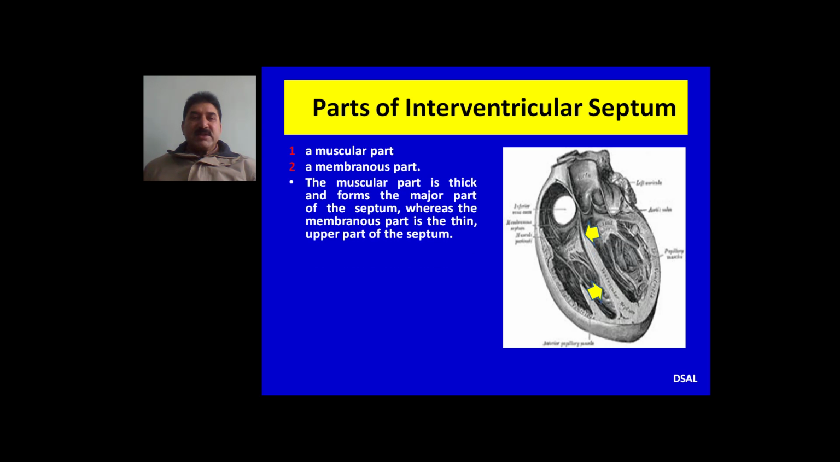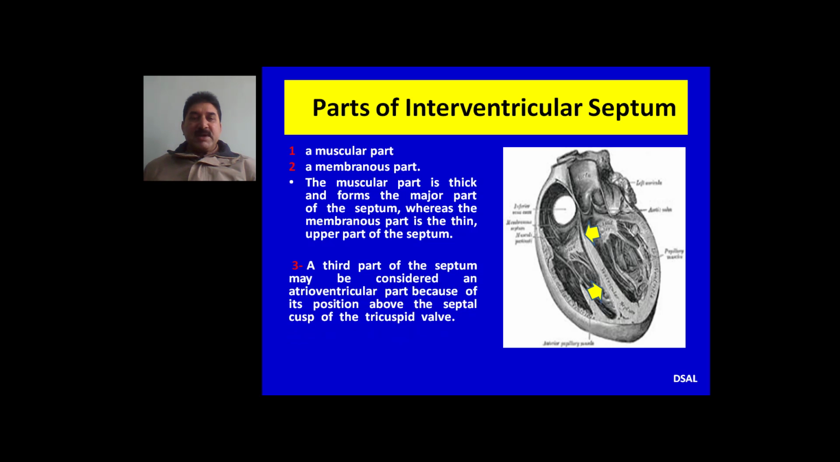The muscular part is thick and forms the major part of the septum, whereas the membranous part is thin, upper part of the septum. A third part of the septum may be considered an atrioventricular part because of its disposition above the septal cusp of tricuspid valve.